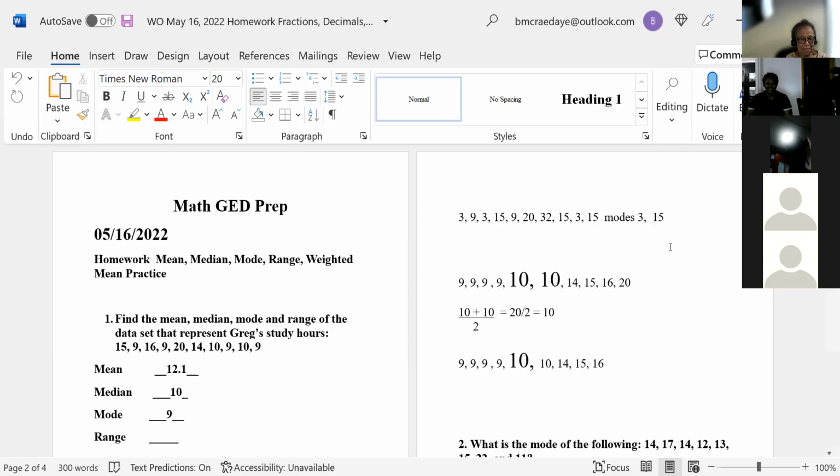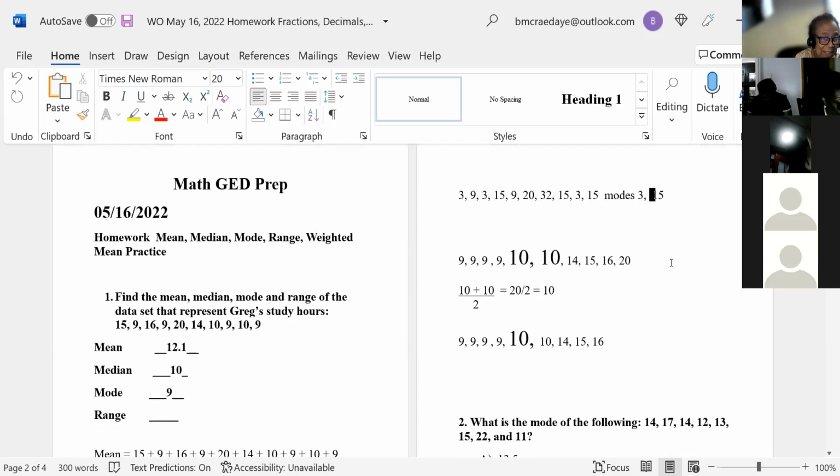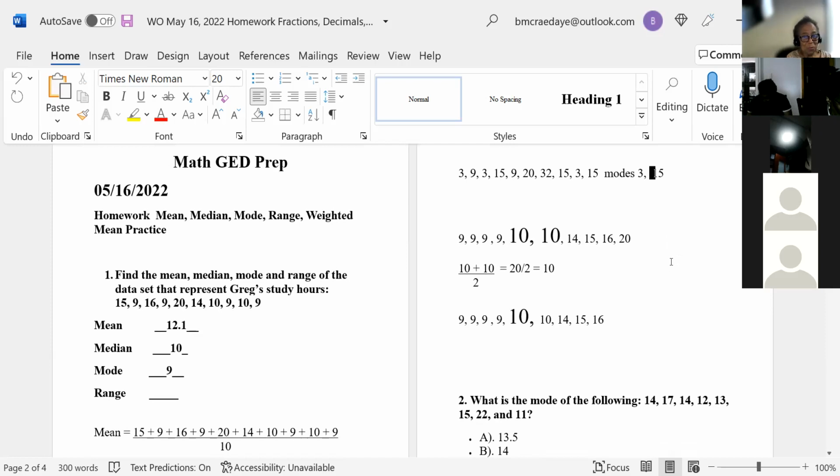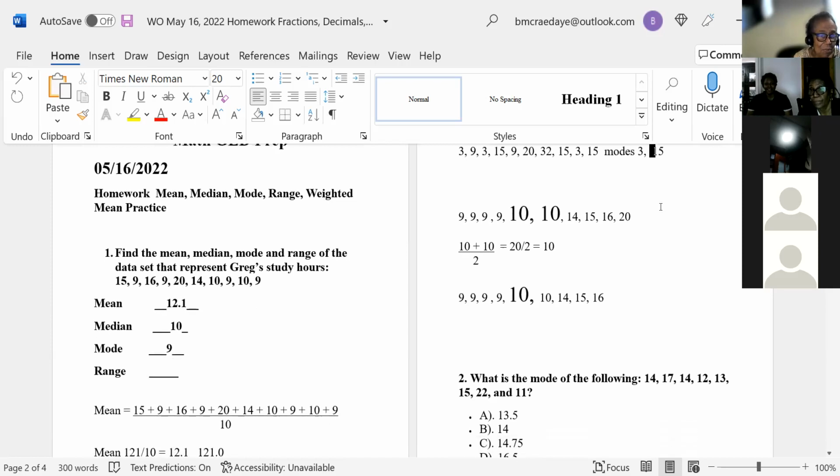That was a tricky one. I just wanted to make sure you could look at the data and say what the modes are. Sometimes they're duplicated, like an item appears 4 times for 2 different numbers. Then you have 2 modes. Okay, let's look at the range.